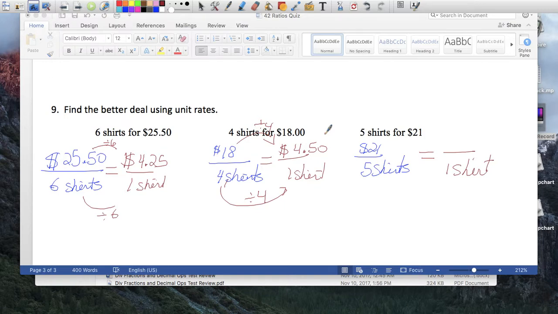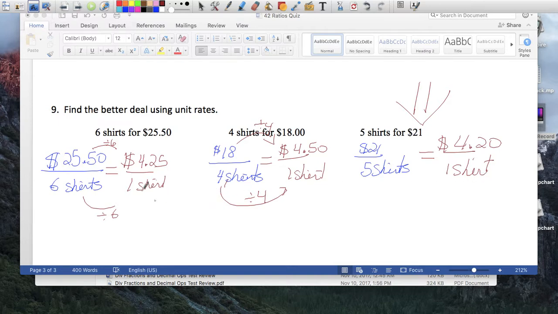And on the last one, it's going to be $4.20. 1 shirt is going to cost me $4.20. So which one's the better deal? The better deal is here. Okay, this location, every t-shirt there costs you $4.20.